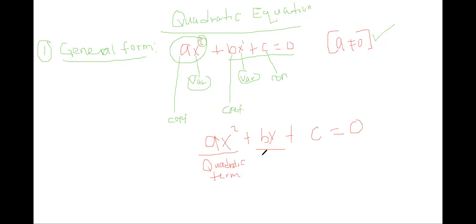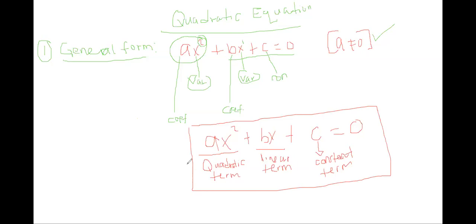So this term is the linear term. I know this very well. It will be very handy, maybe in the next 10, 15 minutes. This is the linear term, and then we have c as the constant term. So know all these terminologies: quadratic term, linear term, then constant term. A is a coefficient, b is a coefficient, c is a constant. The variable there is this one and this one.